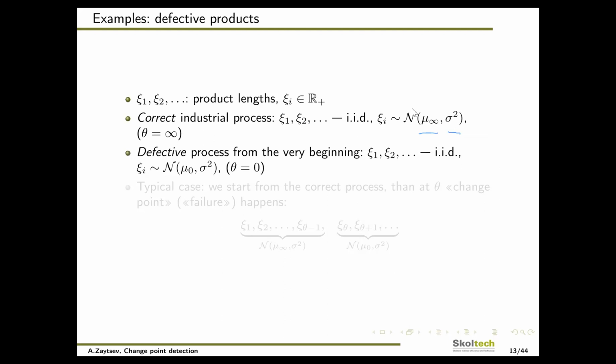Also, we can say that we have an alternative. And the alternative is that we have another mean value because the process is defective, it's not what we expect. This mean value mu zero corresponds to the time moment theta that equals zero for our change, if from the very beginning we observe that we have a different process.